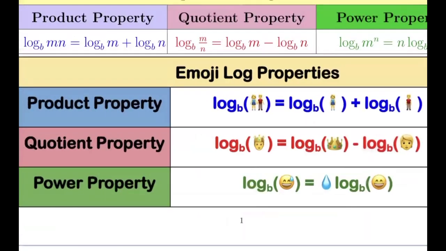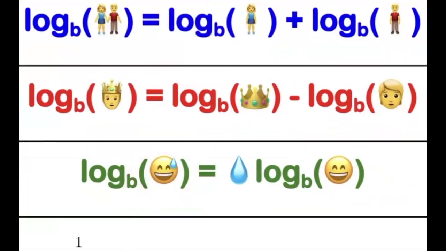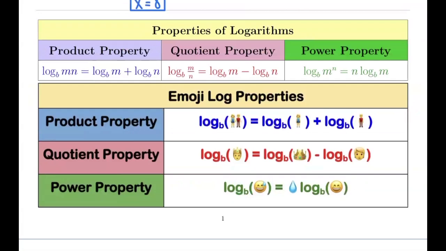And lastly, one of my favorites with emojis is the power property. So if you have the log of the smiling sweaty emoji, then that equals the sweat times the log of the smiling emoji. So this is like the m to the power of n and the exponent moving out of the log. So yeah, that's the log properties with emojis. That one is so clever. Thank you. Yes. So hopefully people remember these properties better because of the emojis.